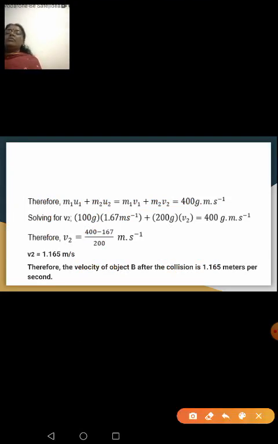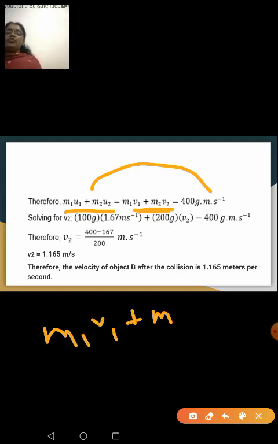The law of conservation of momentum states that total momentum before collision is equal to total momentum after collision. We have calculated the total momentum before collision, that is the total initial momentum, as 400. So we want the value of V2. For that, we will consider m1 v1 plus m2 v2 is equal to 400. Now this v2 is needed by us.